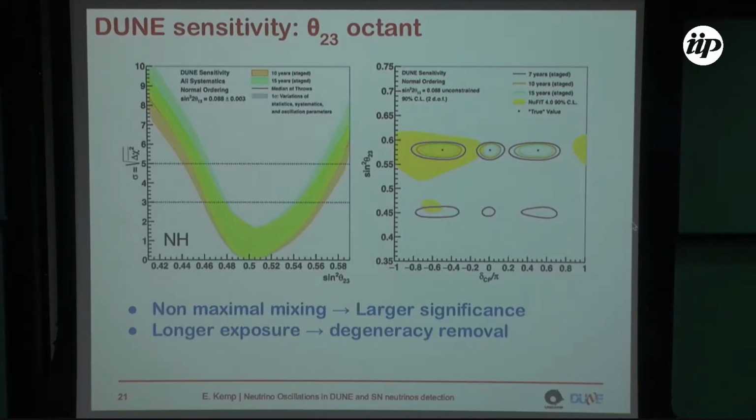And to finish about the DUNE sensitivities in the oscillation physics, this is a very nice plot about the octant and the value of sine squared of theta 23, and this means the maximum mixing, and this is the sensitivity. As you can see, for non-maximum mixing, we have a larger significance that can be achieved by the DUNE data. But one interesting fact is here.